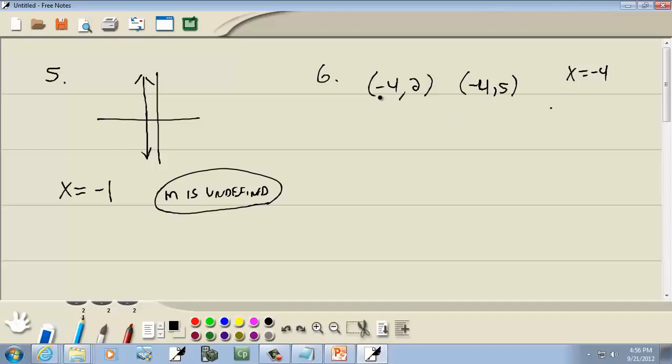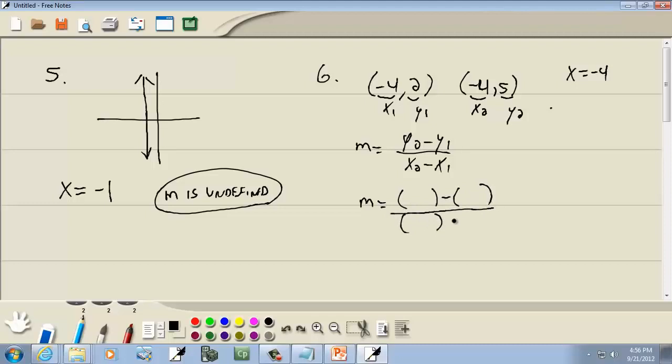So this is our x1, this is our y1, this is x2, and this is y2. Remember, our formula is y2 minus y1 over x2 minus x1. Before you plug in your numbers, you should put parentheses where your variables are.